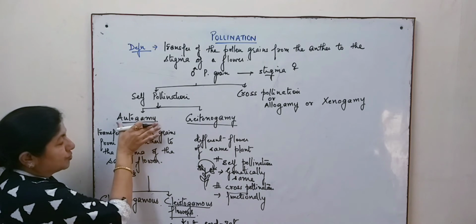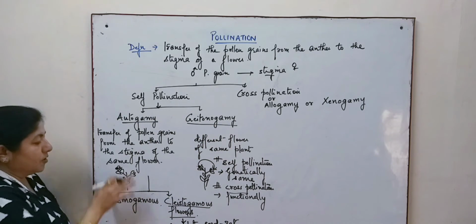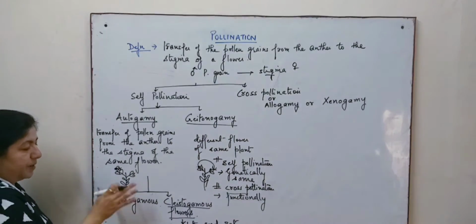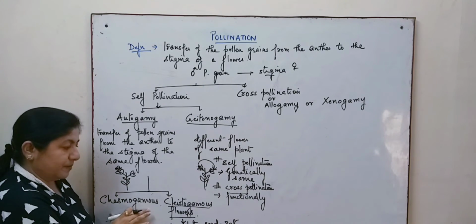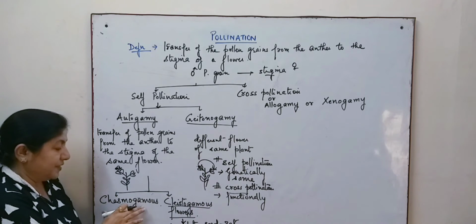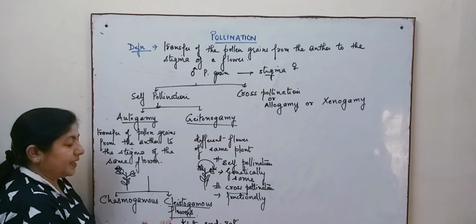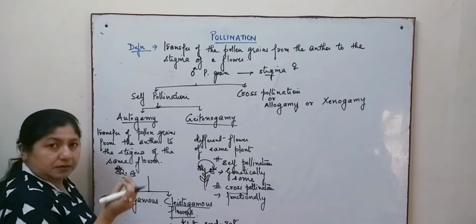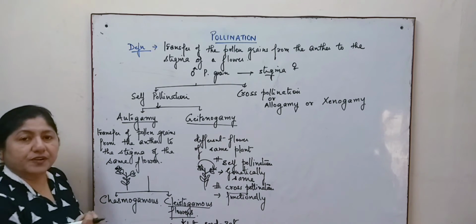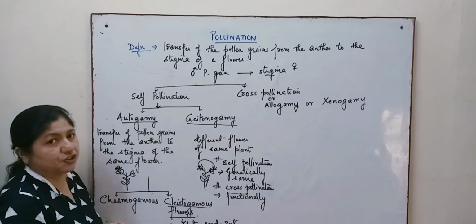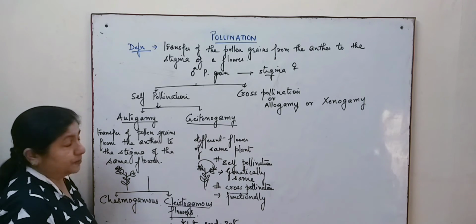So here we have self-pollination divided into autogamy and geitonogamy. In autogamy, certain species show variation in which there are two kinds of flowers, that is chasmogamous flowers and cleistogamous flowers. The chasmogamous flowers always remain open, that means they open properly so as to bring about the fusion of the pollen grains with the egg cell, whereas cleistogamous flowers are those flowers which always remain closed even on maturity, and the advantage is they will have complete seed set formation.